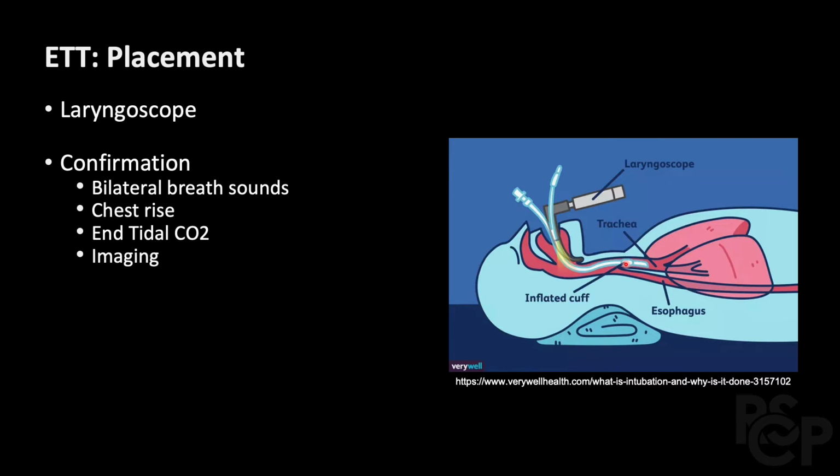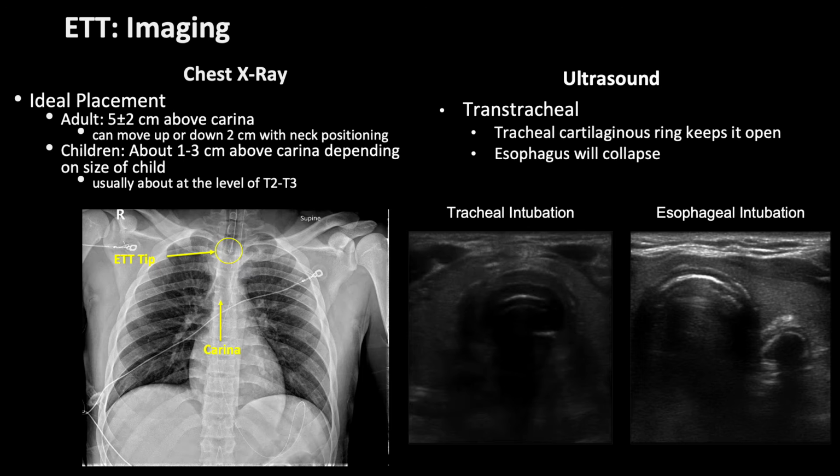There are multiple methods to confirm proper placement in the trachea, including listening for bilateral breath sounds and looking for equal chest rise to make sure both the lungs are being ventilated, measuring end-tidal CO2 to make sure we're getting carbon dioxide back from the lungs through the tube, and imaging methods to ensure placement in the proper area. The two main imaging modalities to confirm placement of an ET tube are chest X-ray and ultrasound. Chest X-ray is by far the most common and easiest, so we'll focus on that.